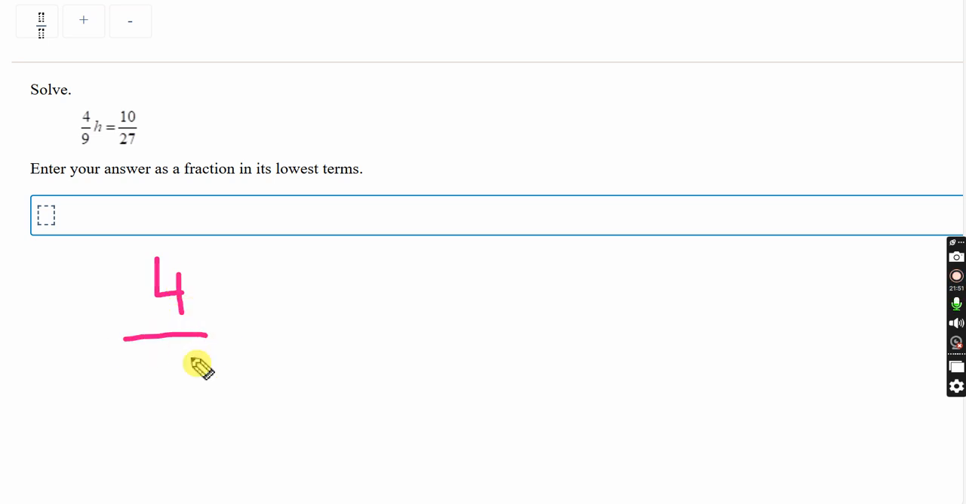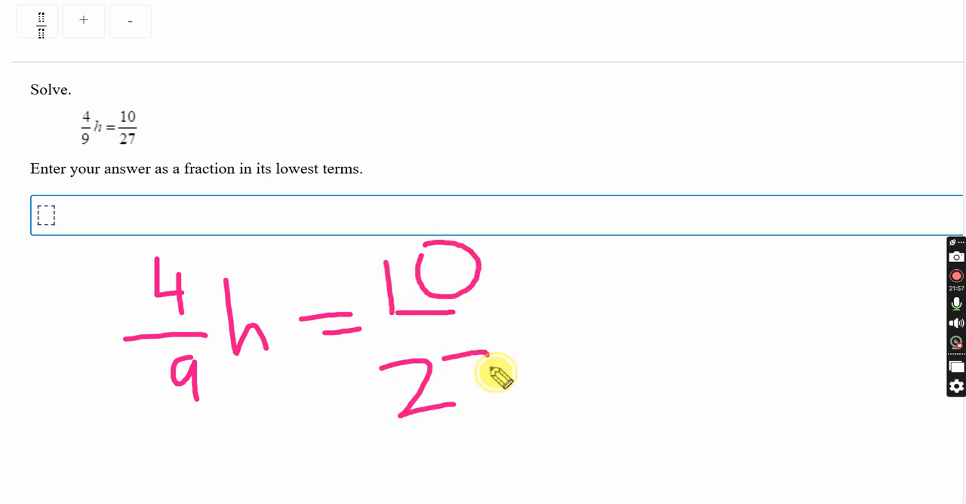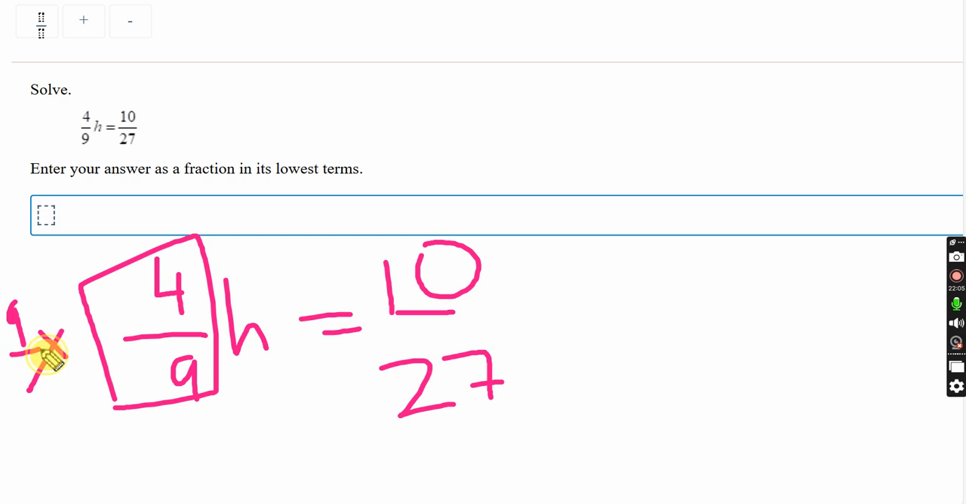Four over 9, h is equal to 10 over 27. So now what happens? Remember, you can also take the whole fraction to the other side. But what is the way you do it? You flip it. So 9 over 4 times 9 over 4, if you want to take the whole fraction to the other side directly. If not, then of course you have to, what do?